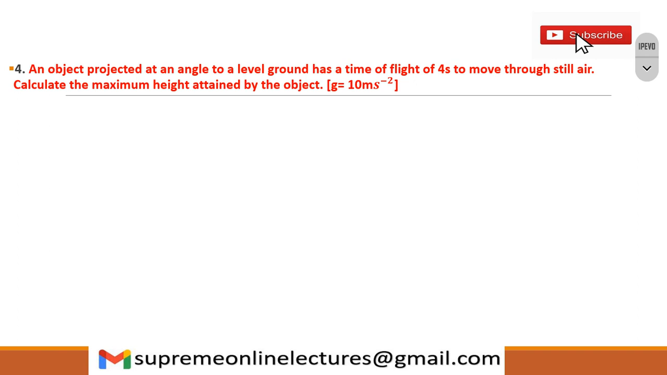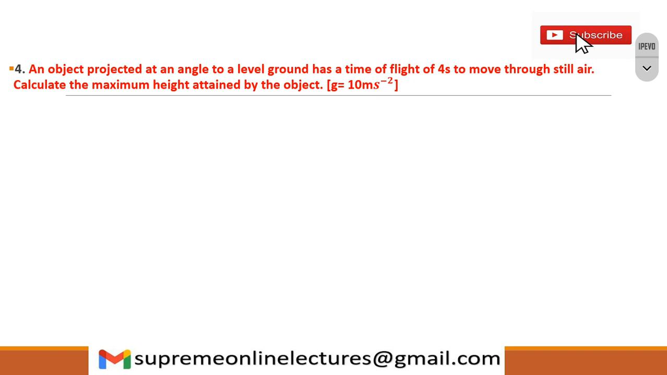WAEC question 4 says, an object projected at an angle to a level ground has a time of flight of 4 seconds. Calculate the maximum height attained by the object, and g is given. So we are given the time of flight to be 4 seconds, and g is given, and we are asked to calculate the maximum height attained by the object.